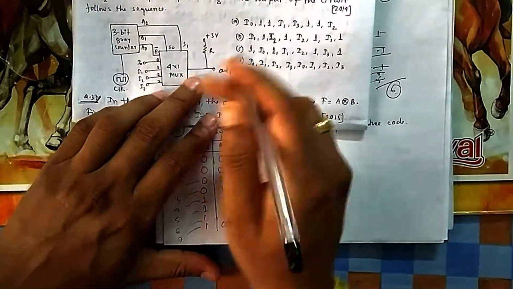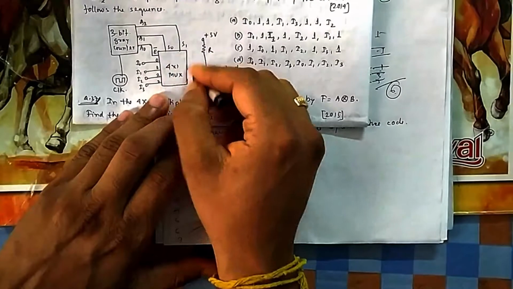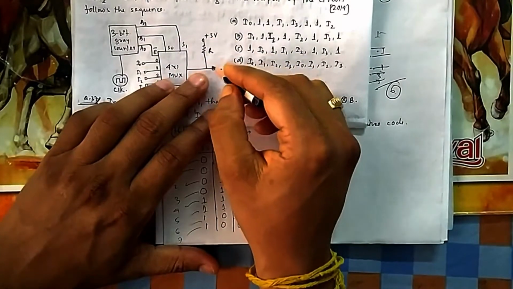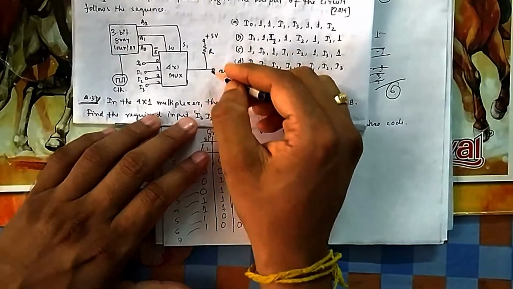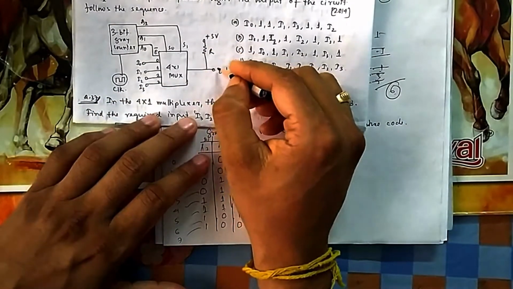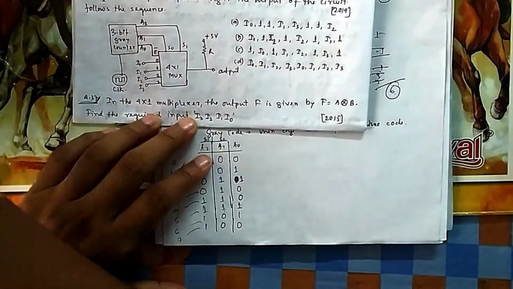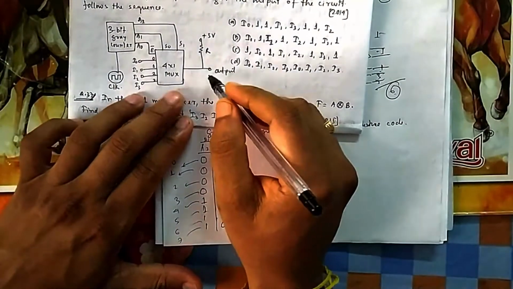Now you can see in this circuit, if your mux is off, suppose this is off, nothing is coming. So the 5 volt is already connected, so the output will always be high. Because the output is connected to 5 volt, if the mux is off, then your output is always high.